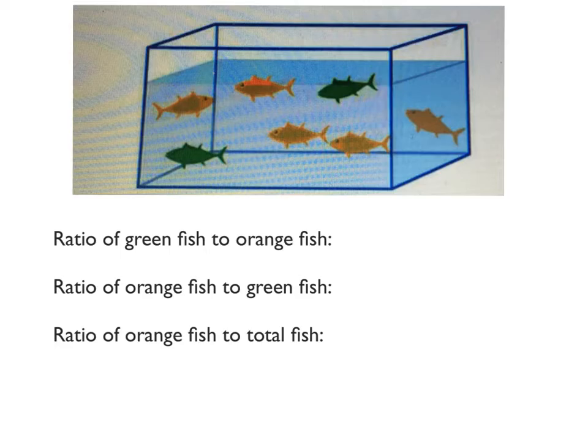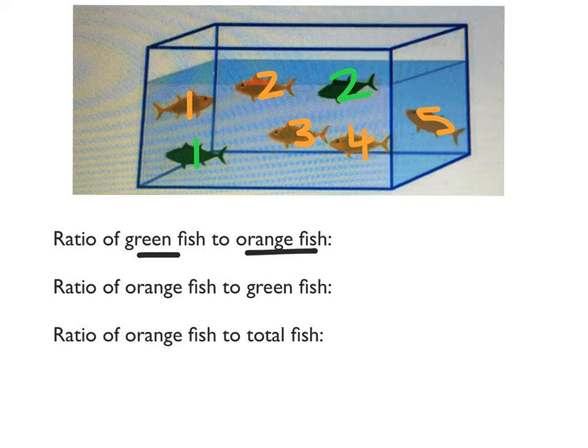All right, so here is an example of some questions you might see with writing ratios. So my first question says, what is the ratio of green fish to orange fish? Well, I'll start by counting my green fish. So it looks like I have 1, 2 green fish. And then my orange fish, it looks like I have 1, 2, 3, 4, 5 orange fish. So if it asks me for a ratio of green fish to orange fish, you need to make sure you list what they ask for first. So it says green fish to orange fish.